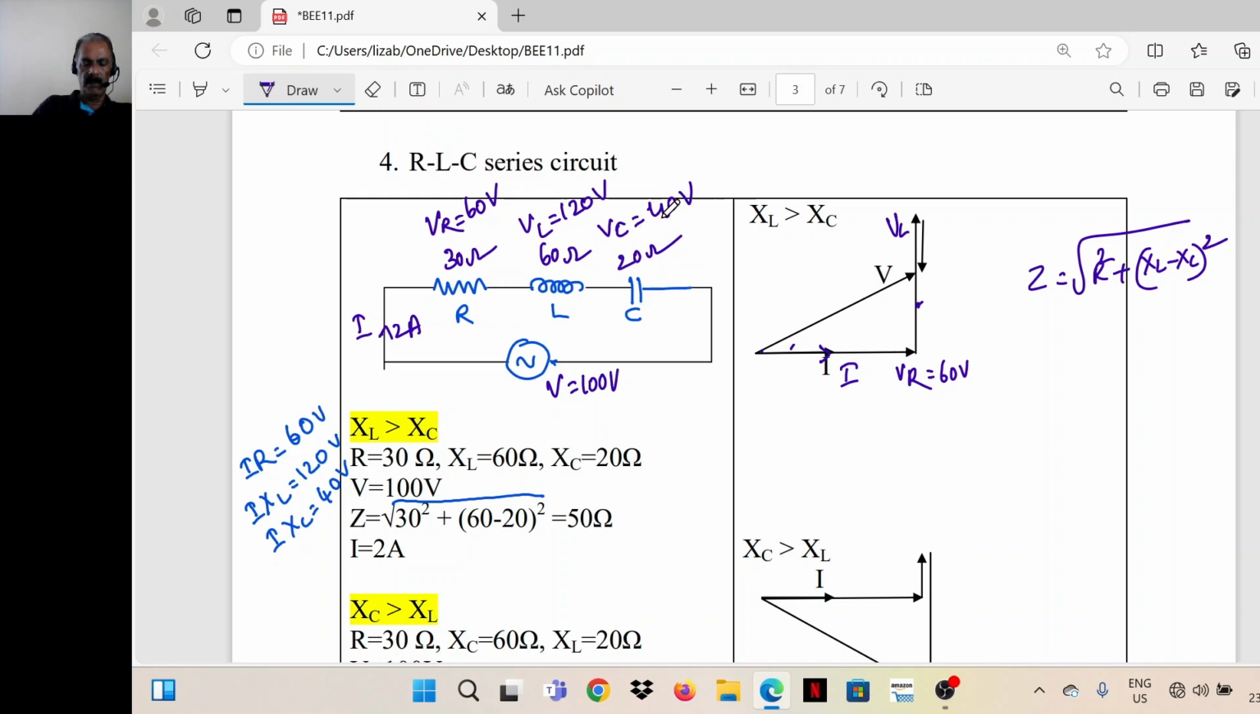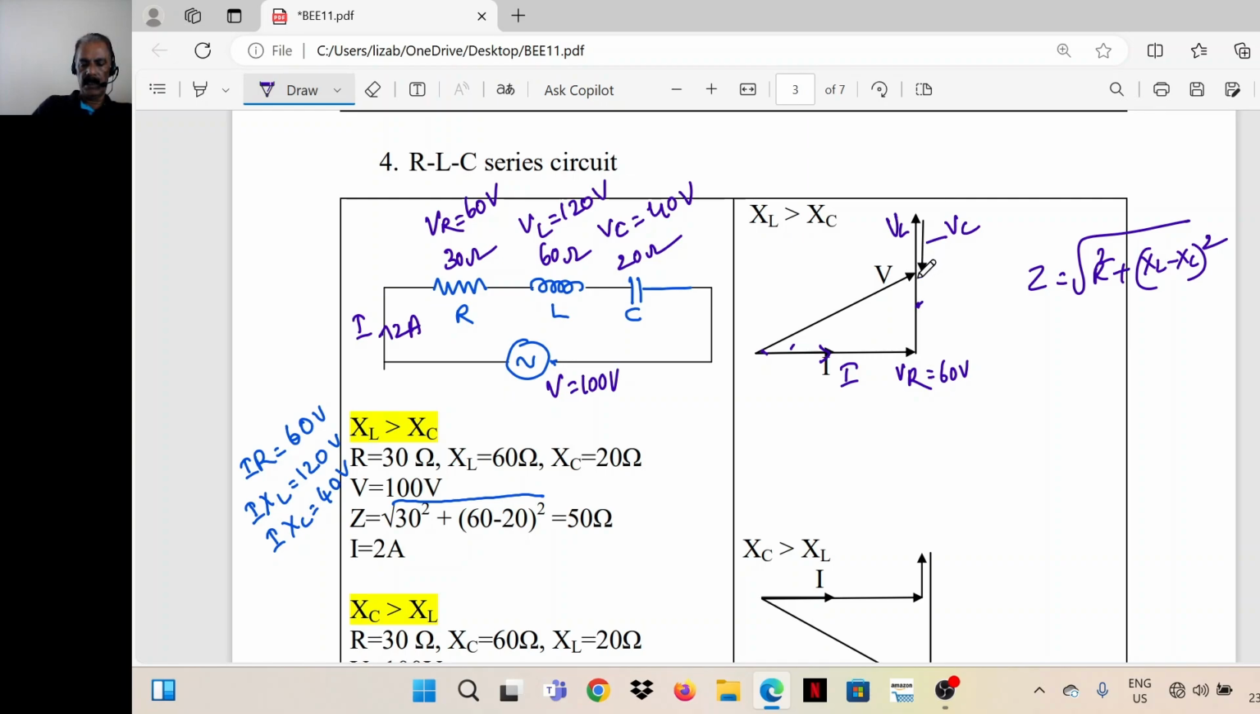This voltage will be lagging the current by an angle, because capacitor current leads the voltage, or voltage should lag the current. So VC I have to mark it here, because it is lagging the current by an angle of 90 degrees. So to add that, I'll take VC here. This is VC. So VR plus VL minus VC.